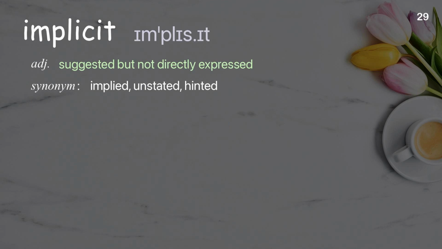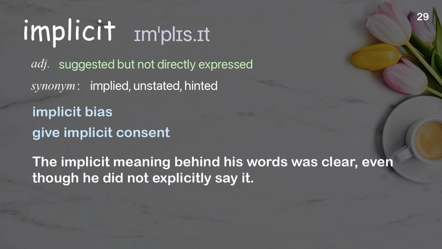Implicit. Suggested but not directly expressed. Examples: Implicit bias. Give implicit consent. The implicit meaning behind his words was clear, even though he did not explicitly say it.